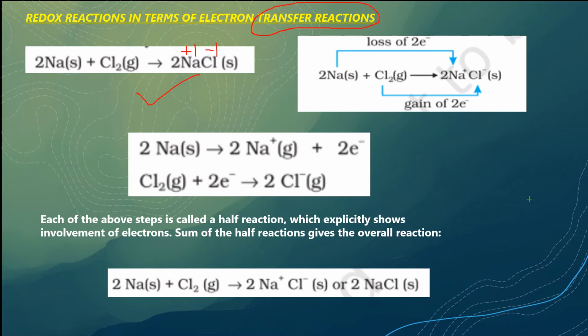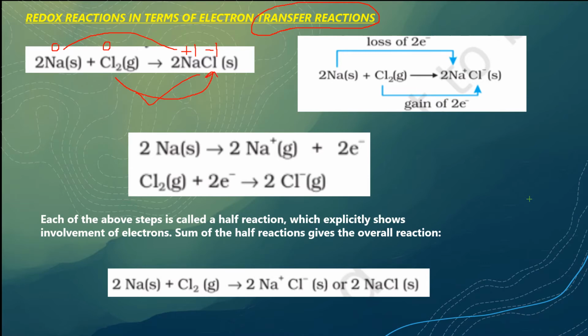And Cl has -1 charge. And sodium has no charge, so I'm writing 0. Cl2 has no charge, I'm writing 0. It's very easy to understand that sodium changing from Na to +1 means loss of electron. Cl2 changing from 0 charge, no charge, to negative charge, means gain of electron.